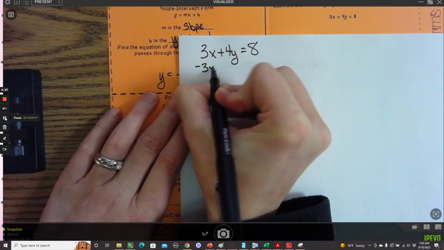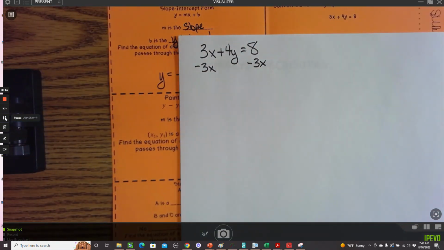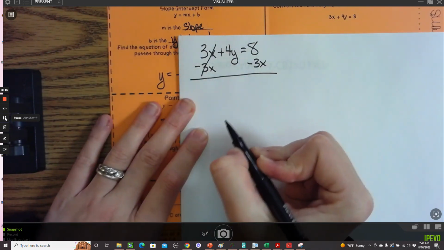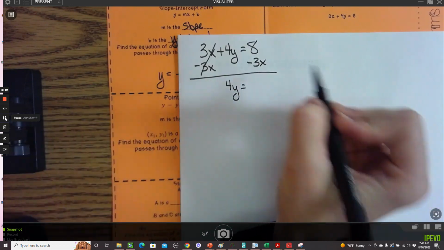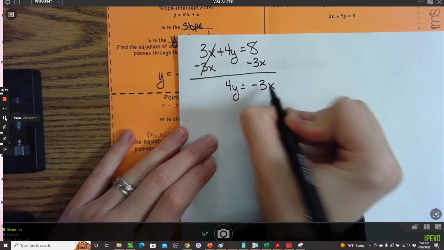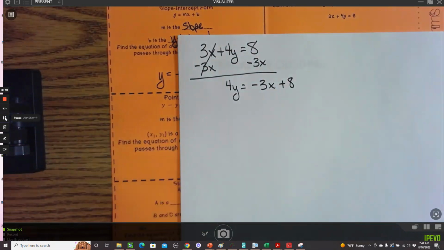I want to get the x, I'm just going to move it. And to move something, you're going to add or subtract it. You're going to do the opposite of its sign. So these will cancel. I'm left with the 4y equals, some people go ahead and do 8 minus 3x. It bothers me. I like it to already kind of be in slope-intercept form. I like the start to be there. So I always flip it around. I always start with the x value.